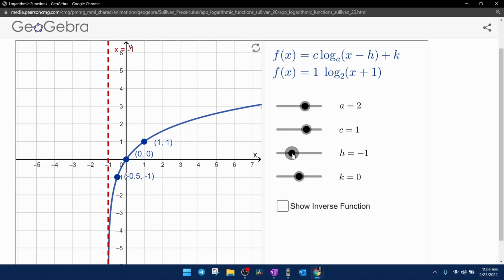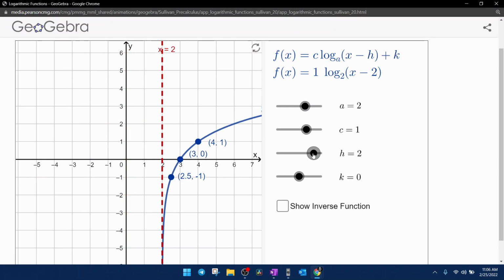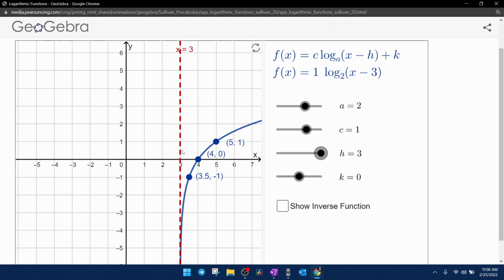As we slide h to the left, you're going to notice that shifts the vertical asymptote, which will also shift the domain. So now the domain would be everything from -3, not including -3, to infinity. Shifting h to the right, again, shifts the vertical asymptote, which also shifts the domain. So the main thing that I want you to get from this is that the location of the vertical asymptote determines the domain of the function.